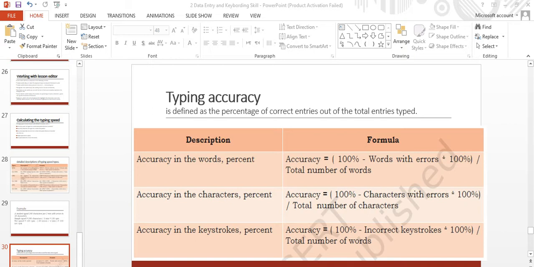Sometimes it's convenient to evaluate the typing accuracy in terms of errors. You can see that table on page number 40. They have given the typing rhythm. In that you can find the errors in words percent, errors in characters percent, and errors in keystrokes percent, and they have given the formula.